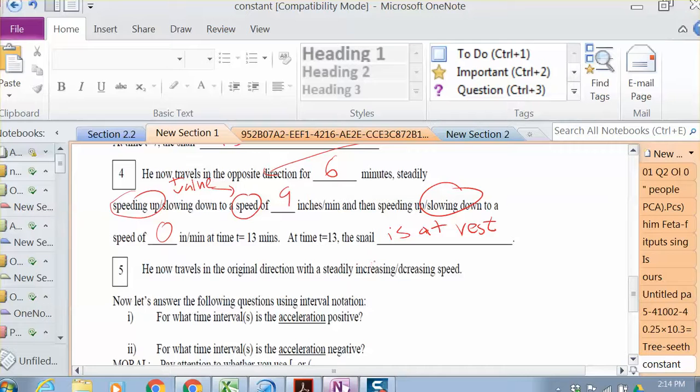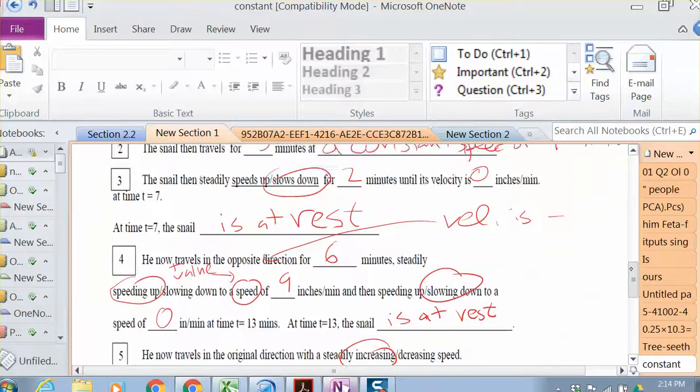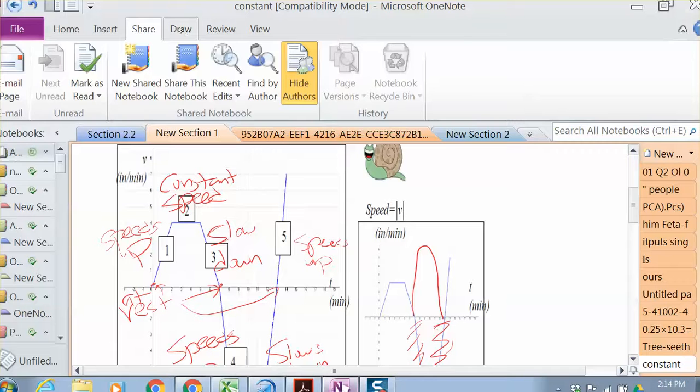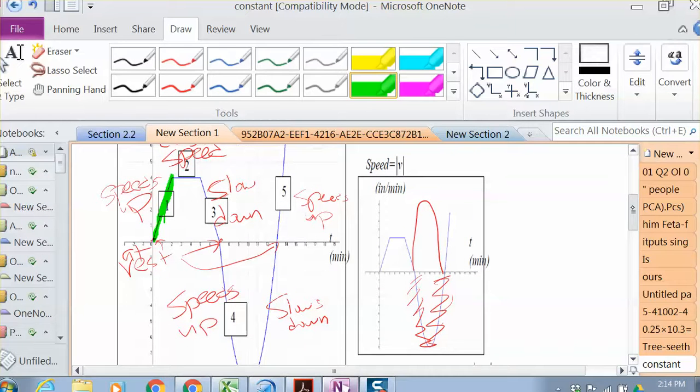Then it's traveling with a steadily increasing speed. So here's the deal. Going back up over here, we use a highlighter. We're speeding up over here. Or actually, acceleration is positive. Let me take it back. Acceleration is positive.